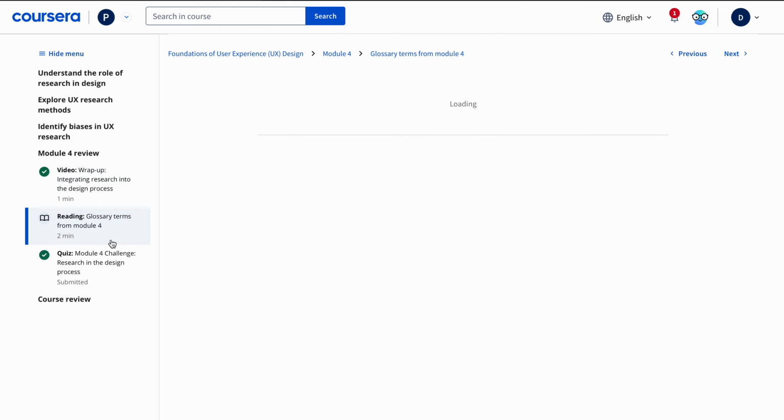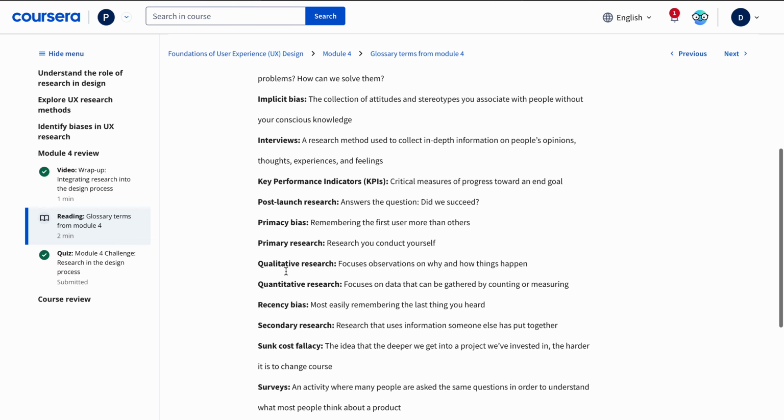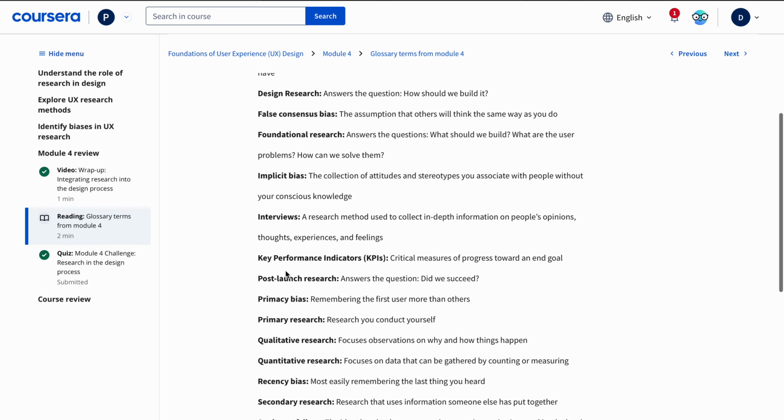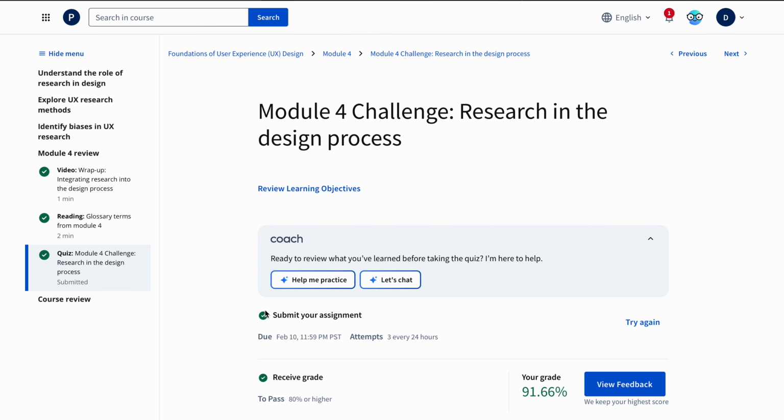Okay, next the written part. Oh no, it's just a definition of the word. So if you want to read, just read it. But you can just skip the part. It's just a waste of time.